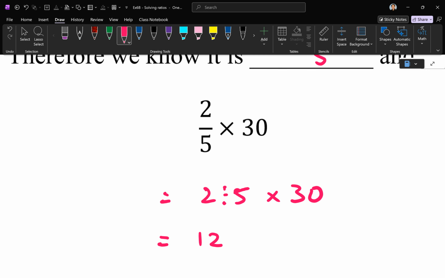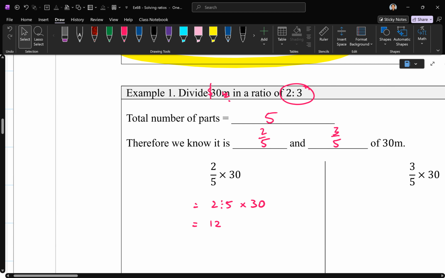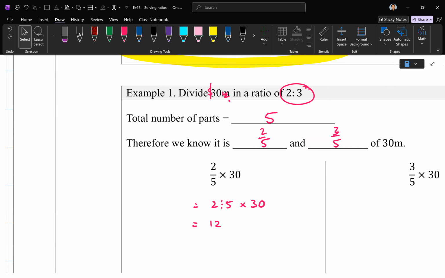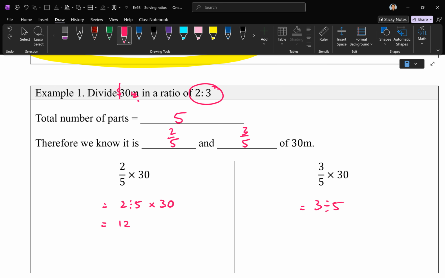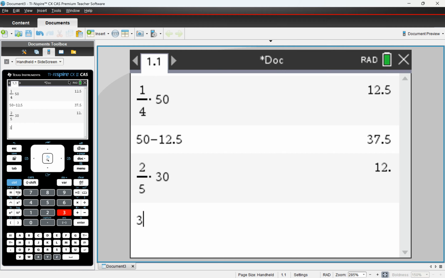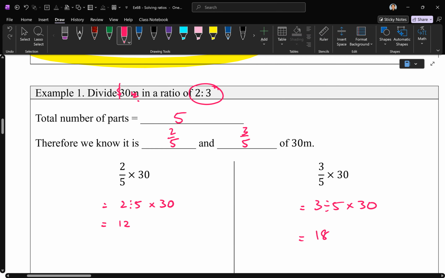That equals 12. So we now know person A, if we were splitting it up in a 2 to 3 ratio, they get $12. But if they get $12, what's the remainder? 18. So you don't even have to work out the next bit. But you can too. You can actually just work it out as 3 over 5, which means 3 divide 5 times 30. I know the answer is going to be 18, but let's prove it. Here we go. 3 divide 5 times 30. I get 18 because it has to be the remainder. These two have to add up to the total amount, which is $30.